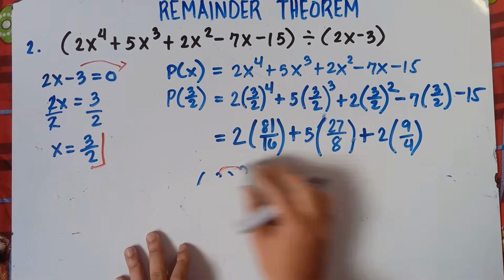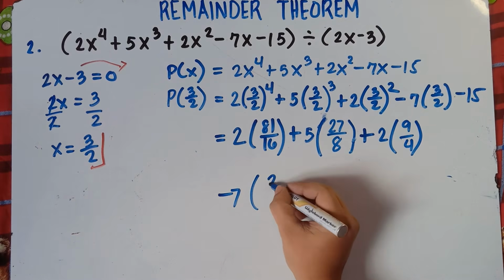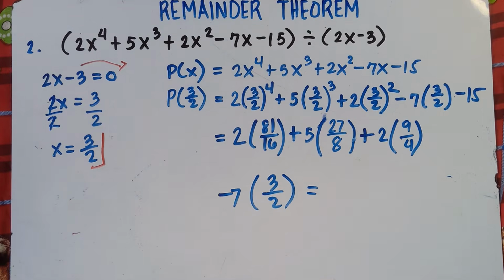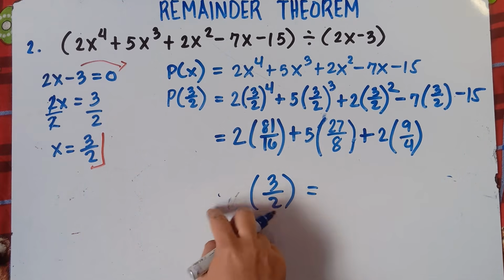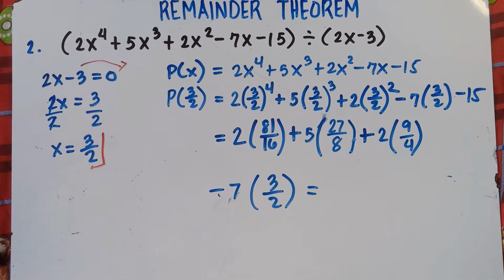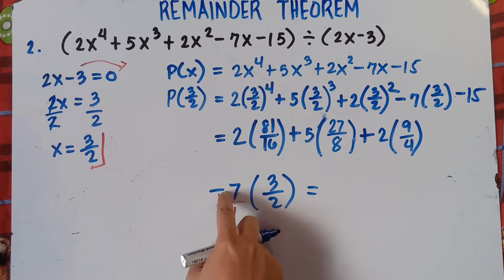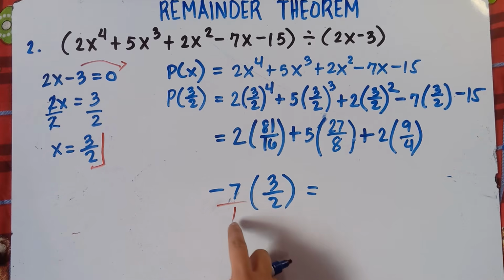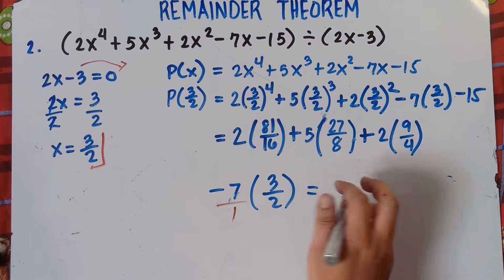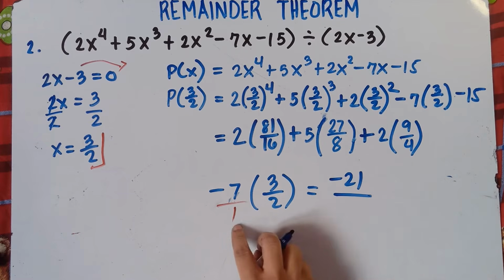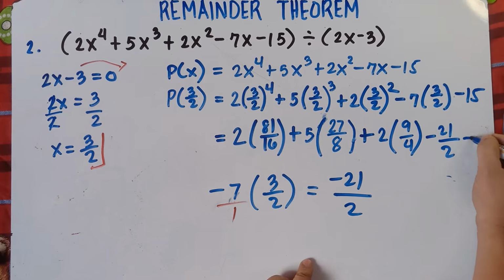And then, almost done, this one. So negative 7 times 3 over 2. You can actually multiply this one. So understand that the negative 7 here has a denominator of 1. You can put a denominator of 1, that's the same. Negative 7 divided by 1 is still negative 7. So negative 7 times 3, that's negative 21. 1 times 2 is 2. So this will be negative 21 over 2 minus 15.